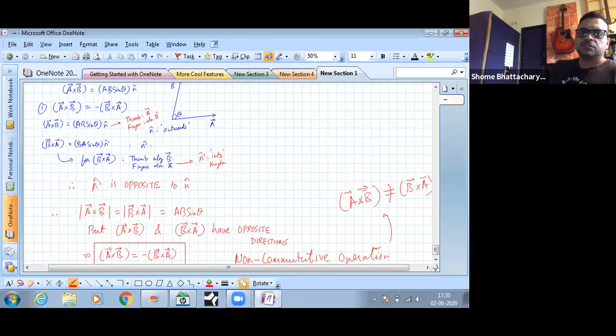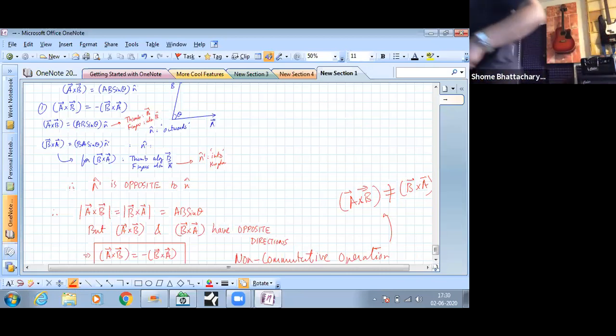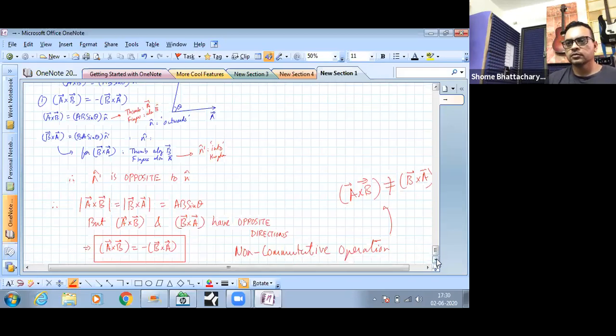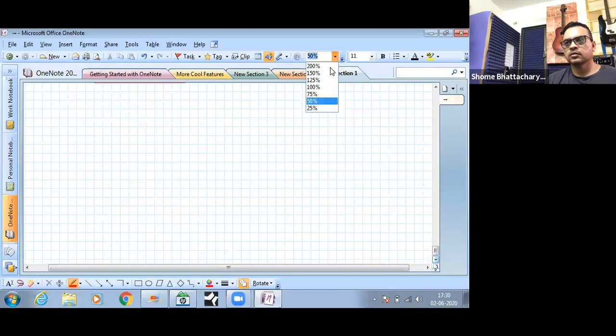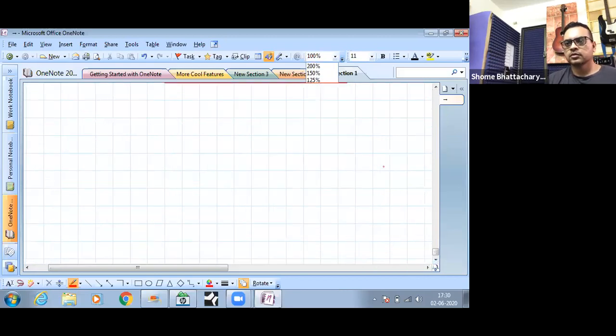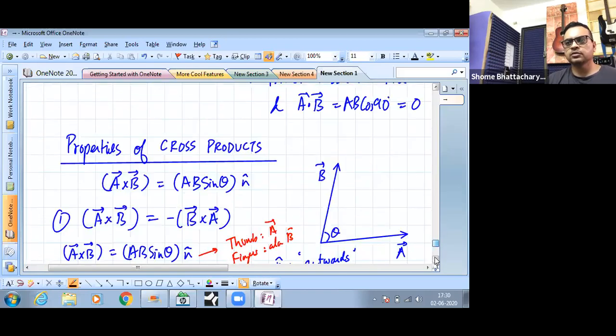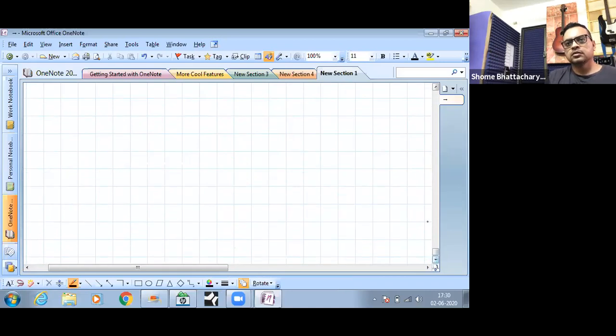Okay, people, so hope this is clear so far now. Just a moment. Alright, now let's move on to another property of cross product. So this was the first property we saw.